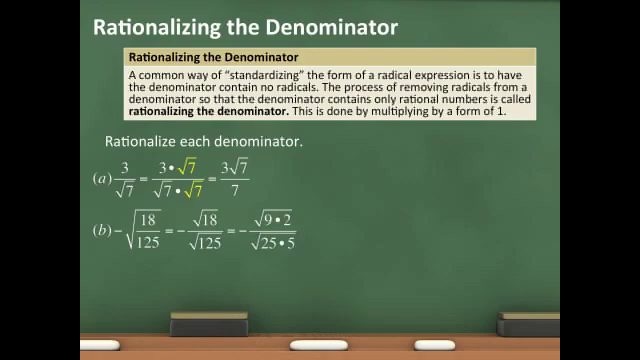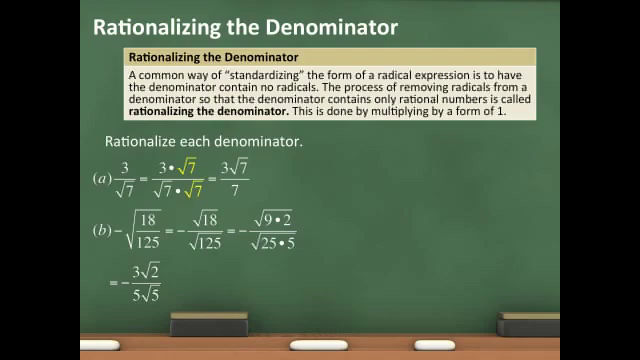We continue to simplify by rewriting the inside of each radical. The square root of 18 can be rewritten as the square root of 9 times 2, and the denominator as the square root of 25 times 5. Notice that we can take the square root of 9 to give us 3, but the 2 remains inside the radical. We can also take the square root of 25 to give us 5, but the other 5 stays inside the radical. This will give us 3 times the square root of 2 over 5 times the square root of 5. Notice that we still have a radical in the denominator.